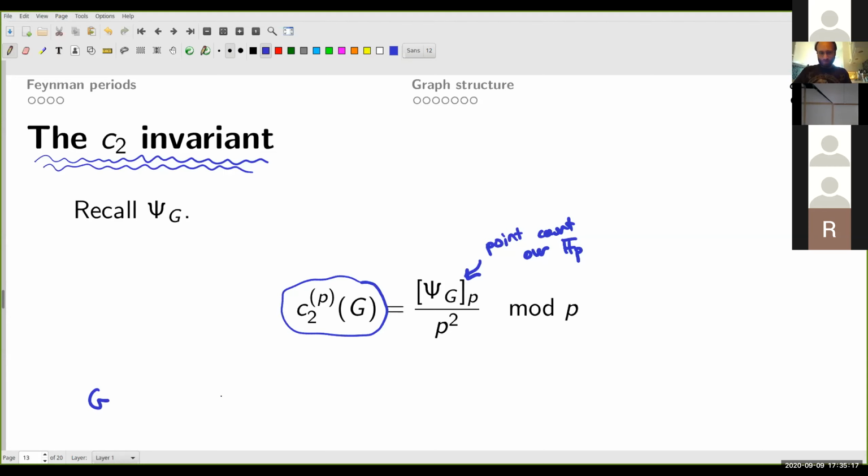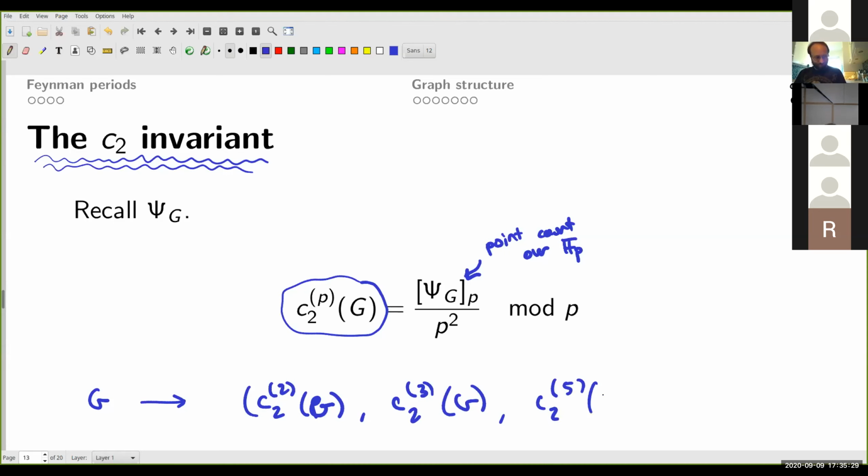And so notice that for a given graph, what is c_2 really? It's really a sequence, right? There's the c_2 at 2 of the graph, sorry, the c_2 at 3 of the graph, etc. The c_2 at 5 of the graph, and so on. So you think of it as a sequence indexed by primes. You could even put in some prime powers, although we usually don't. You could do a 2 squared, or you could stick with the primes. Some of the techniques only work for primes.